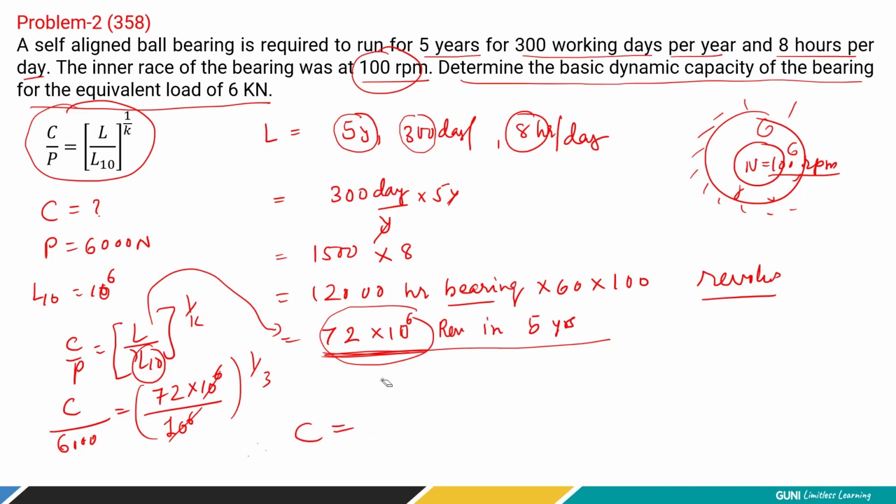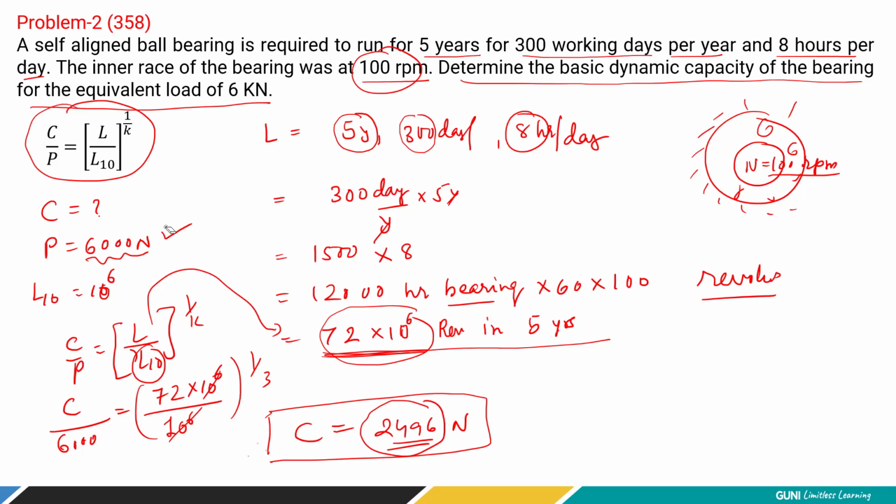So C will be 2496 Newton. So 2496 will be your basic dynamic load capacity. We are applying an equivalent load of 6000 in actual practice. What will be the dynamic capacity? Under the static condition, this is the maximum load that can be applied on that bearing. Under the working condition, you can apply a higher value. So this is how you can correlate the theoretical value or the actual expected service life by using these equations.